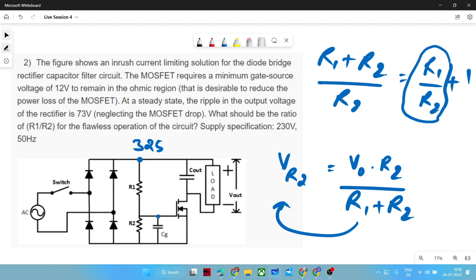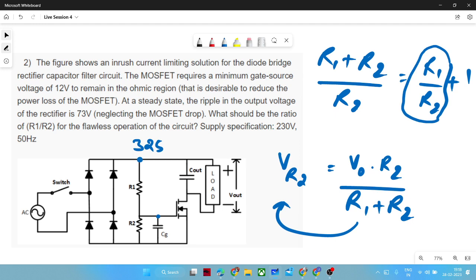See, for the second problem, you have to look at the lower voltage, right? The lowermost voltage for flawless operation. You cannot look at the average. See, the peak is 325. 325 minus 73 is what you should be using, right? You cannot be using the DC value or average value for flawless operation. I think you have a point here.